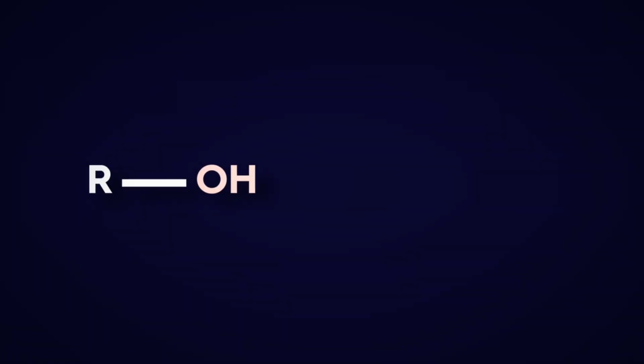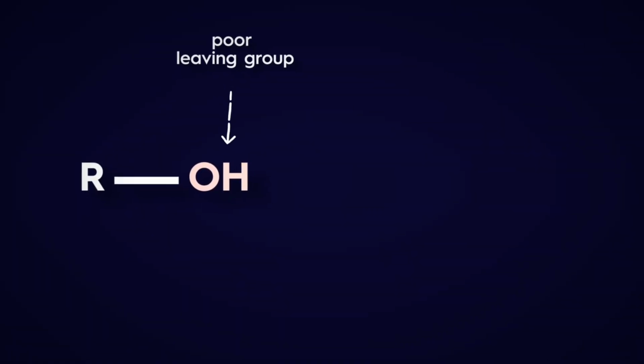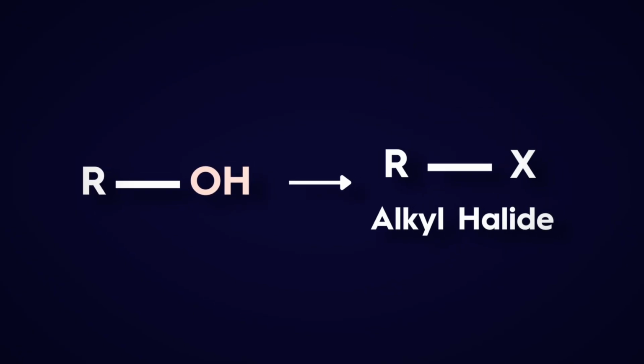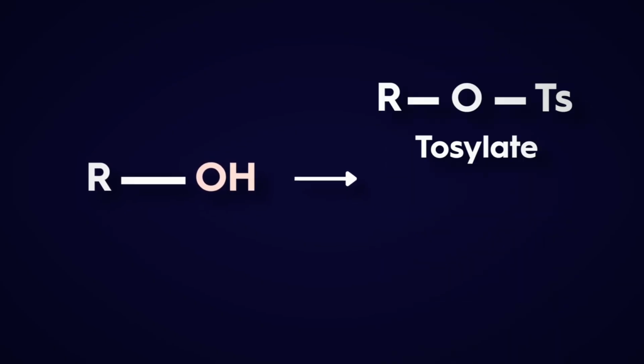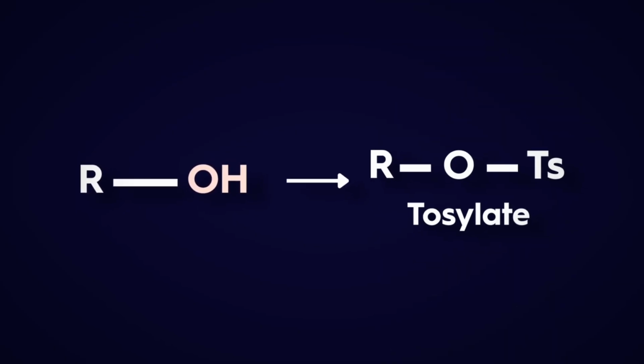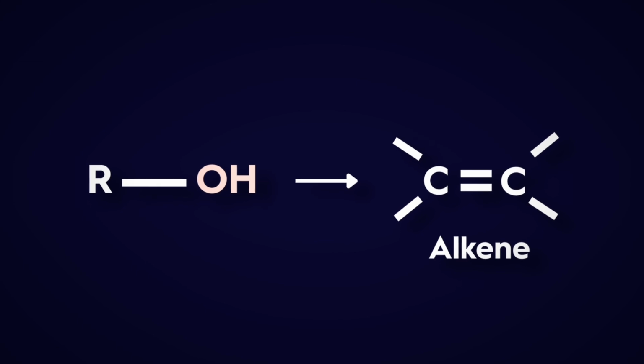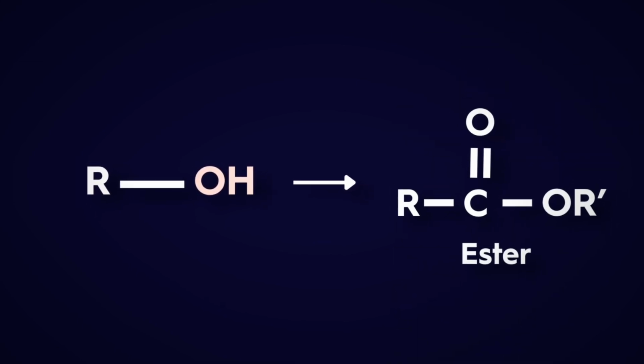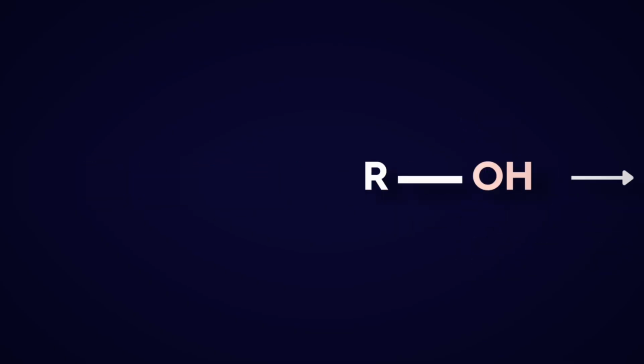The hydroxyl group, OH, is a poor leaving group. Chemists either activate it or replace it to build new bonds, turning a generic alcohol into an alkyl halide, into a tosylate, a stronger leaving group, into an alkene by elimination, or into an ester. With that purpose in mind, the substrate class now decides the path.